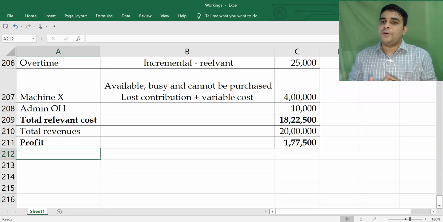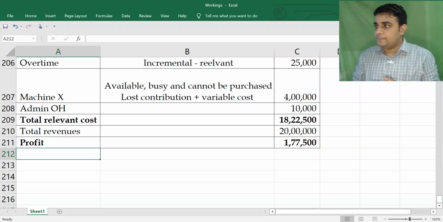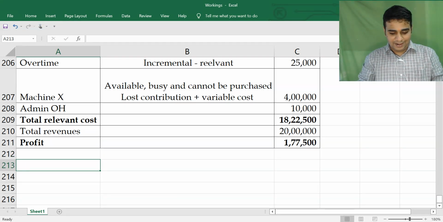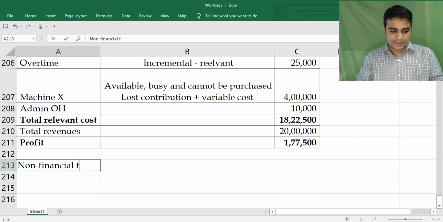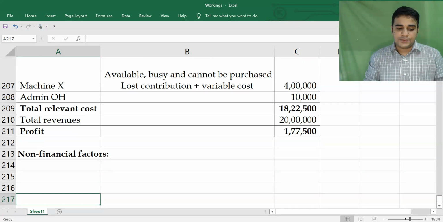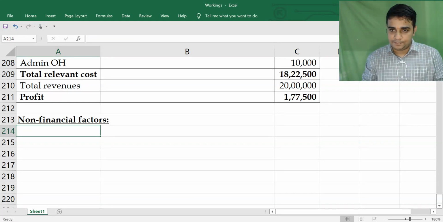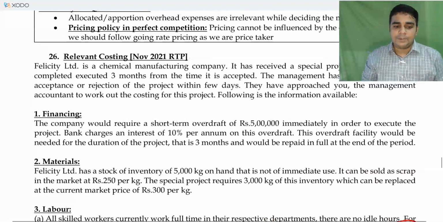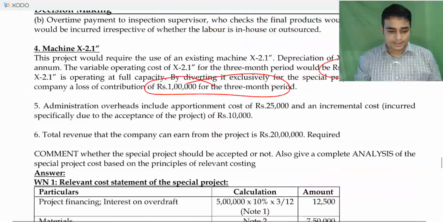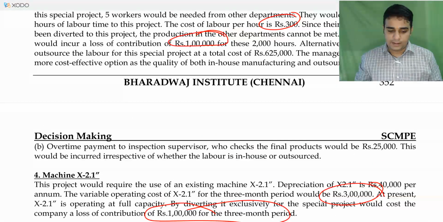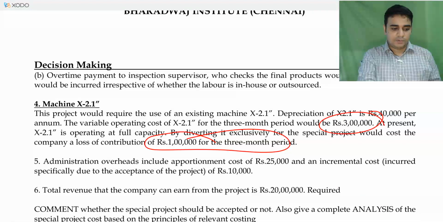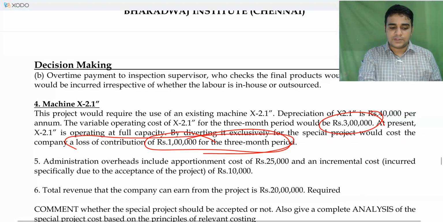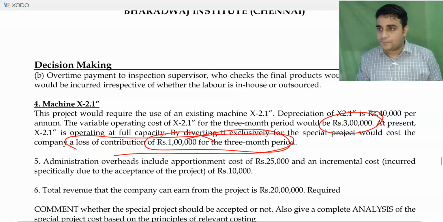From a financial point of view, it looks to be a perfectly fine decision. I will write the non-financial factors. I think the solution does not have any non-financial factor. That is what I remember in the ICAI solution, but I will tell you certain non-financial factors which can come here. When I'm taking up this contract, this machinery X1 you are diverting from some other work, which leads to a loss of contribution of 1 lakh rupees.